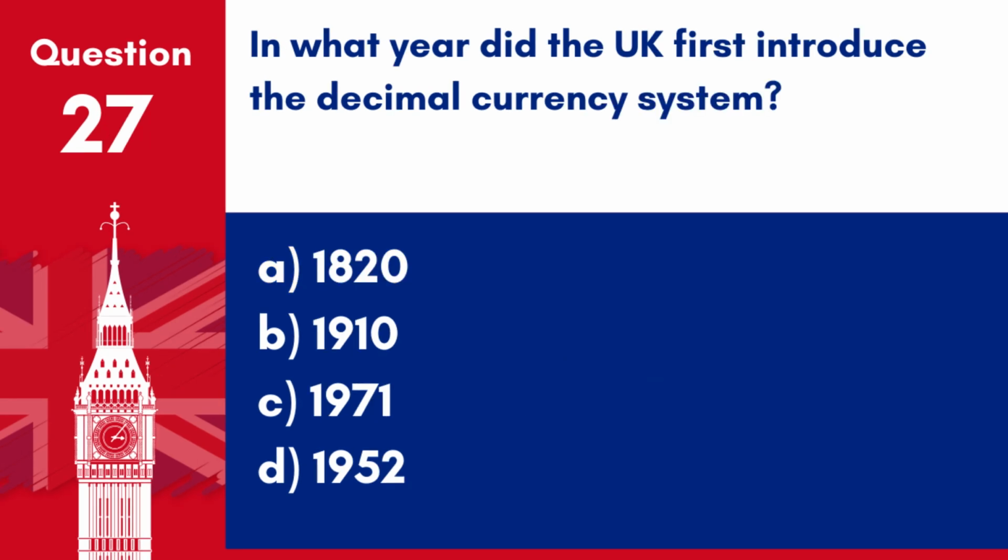Question 27. In what year did the UK first introduce the decimal currency system? A. 1820. B. 1910. C. 1971. D. 1952. Answer: C. 1971. The UK introduced the decimal currency system in 1971, transitioning from pounds, shillings and pence to a system based on pounds and pence.